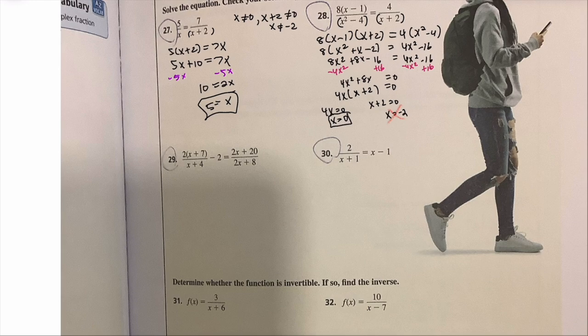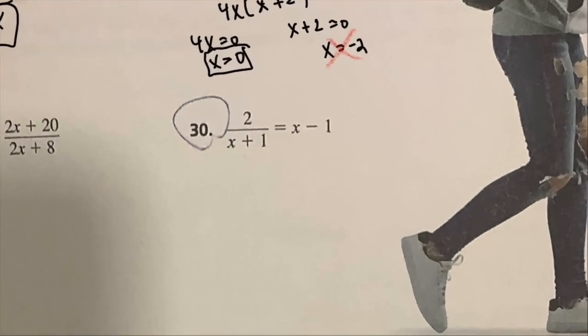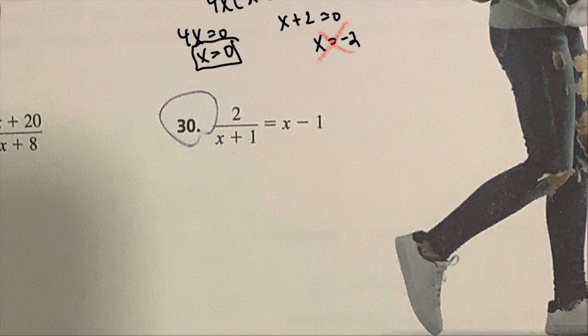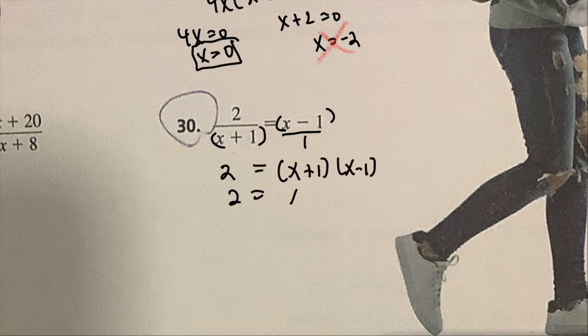Now, before I do 29, I'm going to do 30, because technically 30 is, if we put this over 1 and we put these in parentheses, a proportion. It is a fraction equals fraction, so cross multiply. When you cross multiply, you get 2 times 1 is 2, and then x plus 1 times x minus 1 is x squared minus 1. And then, well, it's not a great thing to do, but you can add 1 to both sides, get that x squared by itself. x is plus or minus the square root of 3.